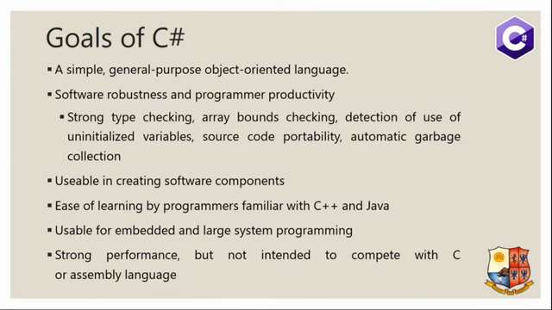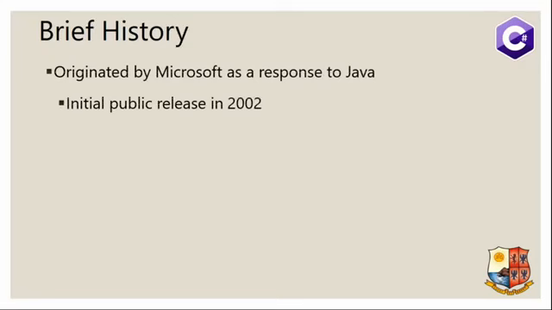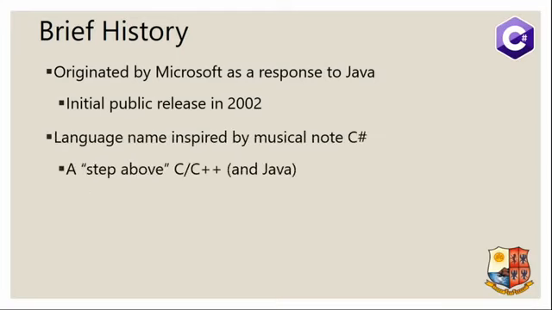That's the intention. Now, a little bit about C Sharp. It came from Microsoft. It actually started in 2000, but then the public release was given in 2002. When I say public release, anybody can download and start using. Before that, from 2000, it was only for developers. In 2002 it came, and it is from Microsoft as a response to Java.